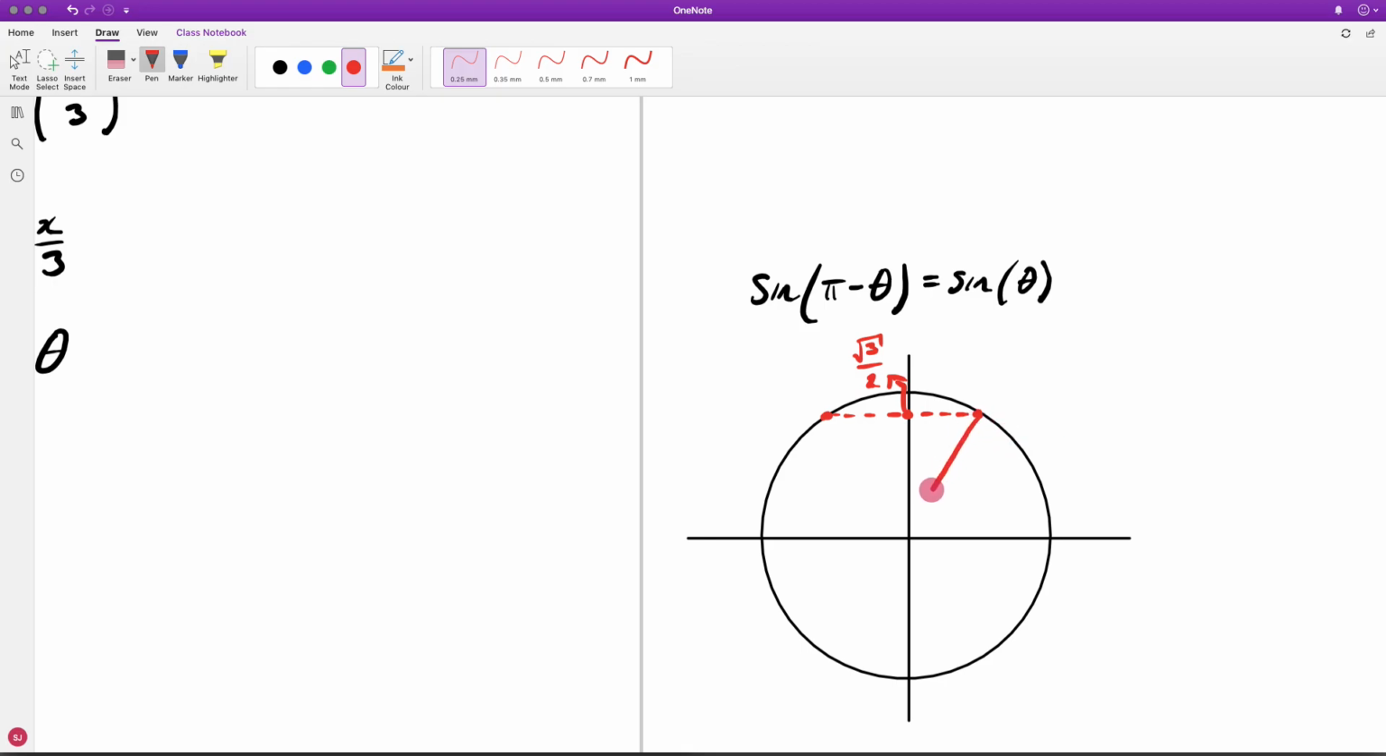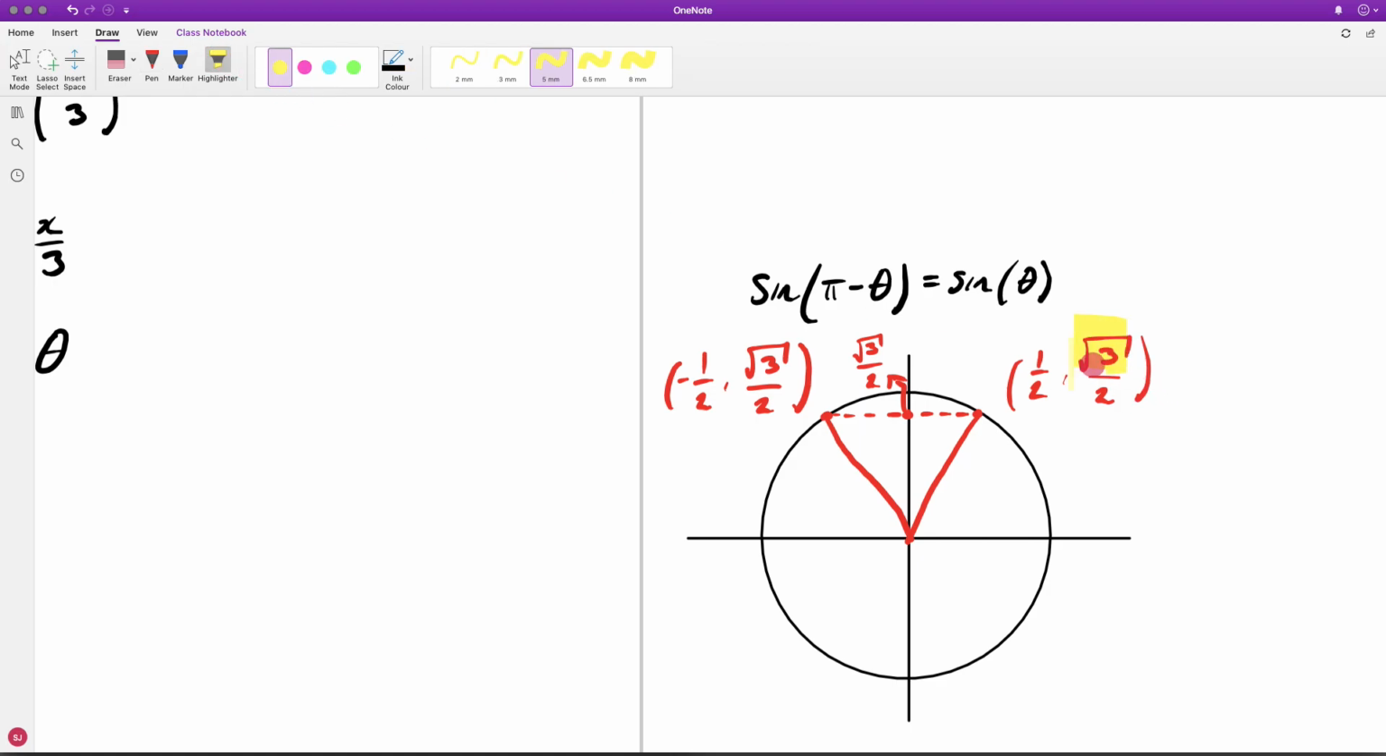So I'm going to get an angle here and an angle here. I'm going to get exact values of a half the square root of 3 on 2. And on this side, it's going to be negative a half square root of 3 on 2. So as you can see, I'm getting the square root of 3 on 2, the square root of 3 on 2. I now need to figure out the angles which correspond to it.